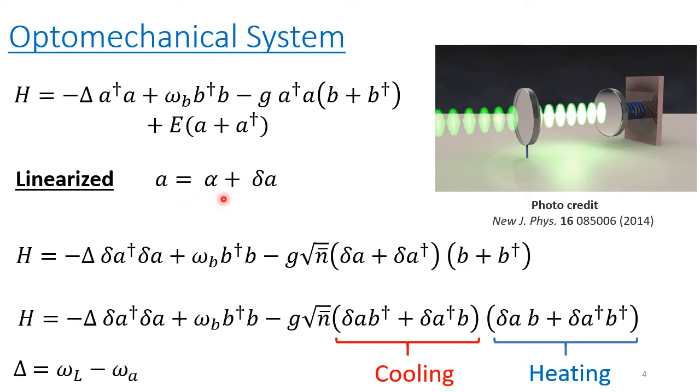And if we use this linearization process in the optomechanical Hamiltonian, we end up with this result. The important thing to focus on here is that we get two types of interaction. One, which is underlined by red color, is the beam splitter type interaction, which is actually responsible for the cooling process in this system, and the other one is the two-mode squeezing interaction, which, if it dominates, makes our mechanical resonator heat up.